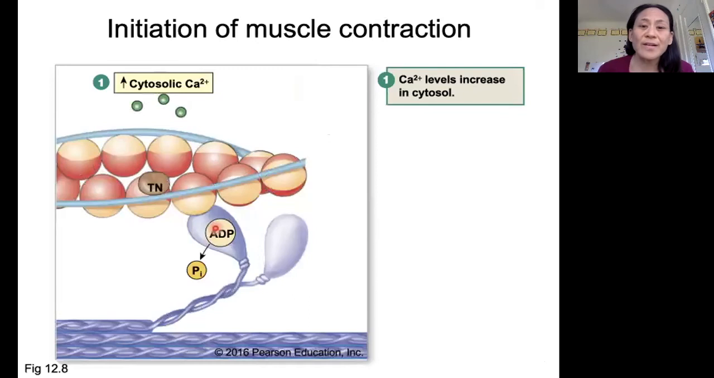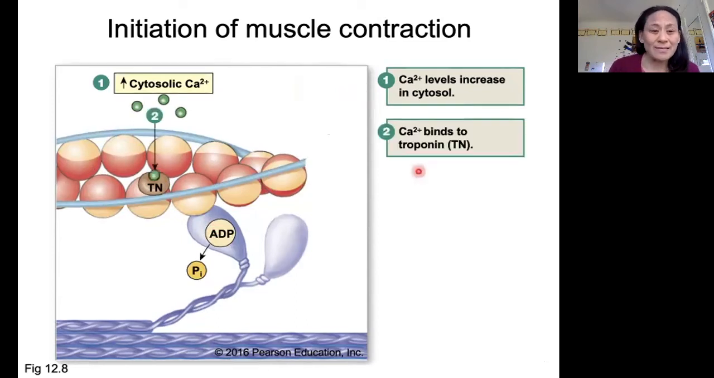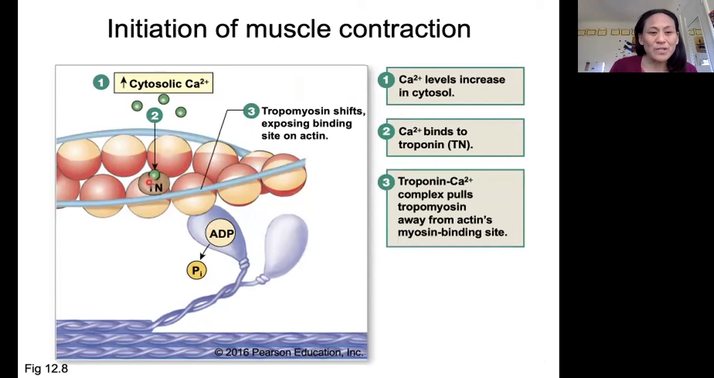All right, so let's take a look at these events that are going to allow us to contract our muscle after our cytosolic calcium levels go up, okay? First off, our cytosolic calcium levels go up, okay? So we already looked at the events that lead to that. What happens with the calcium is that it's going to bind to troponin. When we bind to troponin, that's going to actually move tropomyosin.